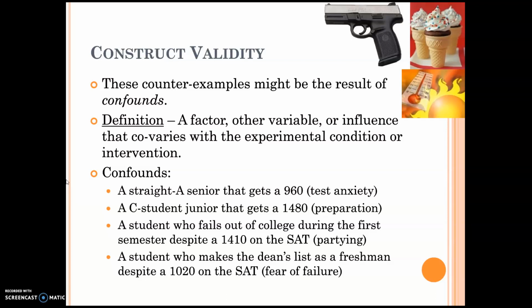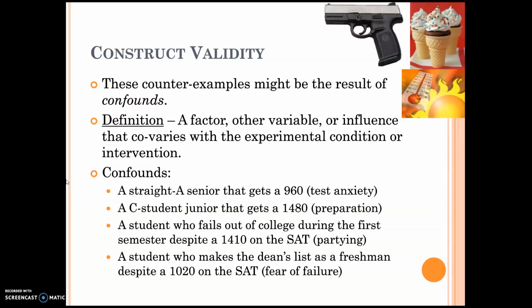In this case, temperature is a confound. In the examples I just gave you, right? So a straight A senior who gets a 960, maybe that's down to test anxiety. That could be the confound we're seeing here. The C student junior who gets a 1480, maybe they just prepped very hard. They knew their GPA wasn't particularly good, so they were trying to make sure their SAT score was.